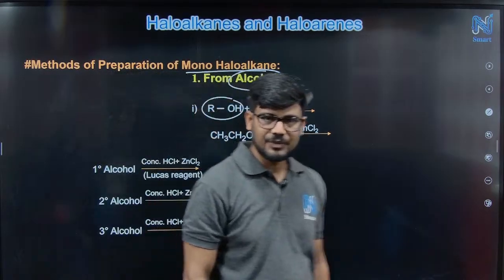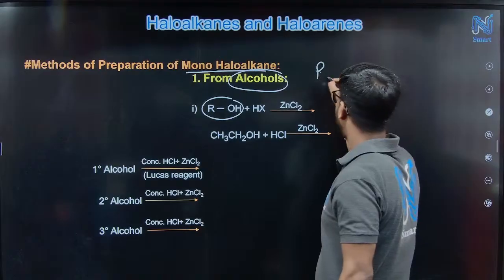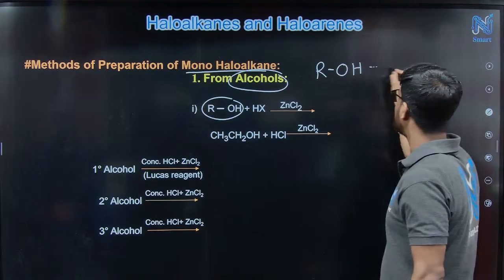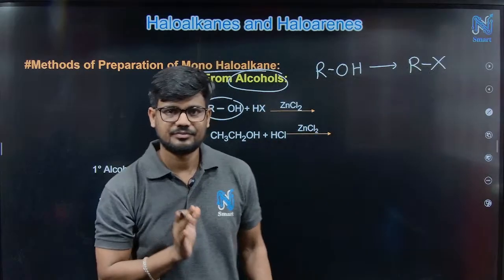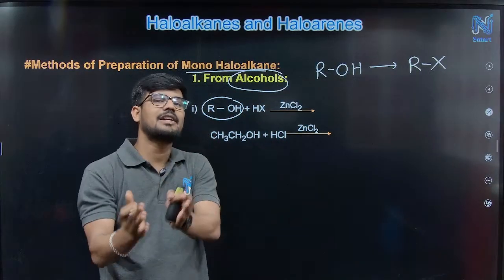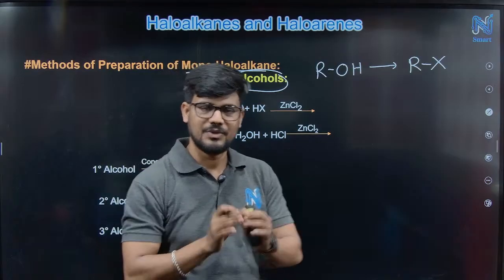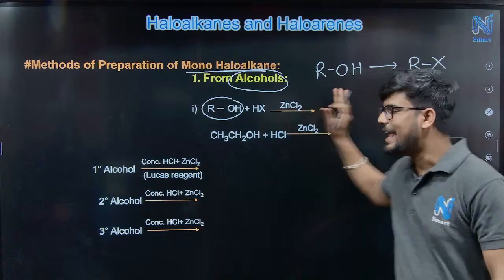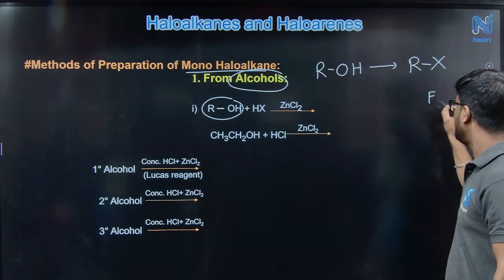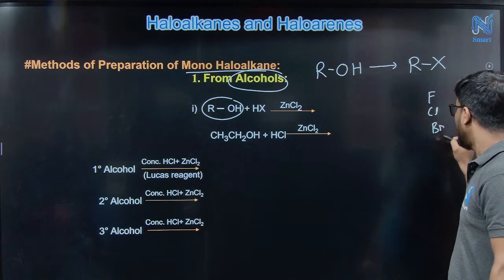ROH is given. From ROH we are going to synthesize RX. Correct? This is our target. We have alcohol, we have to convert that into a halo compound. This is the simple target. Now, what is X? Here X can be fluorine, chlorine, bromine, iodine.